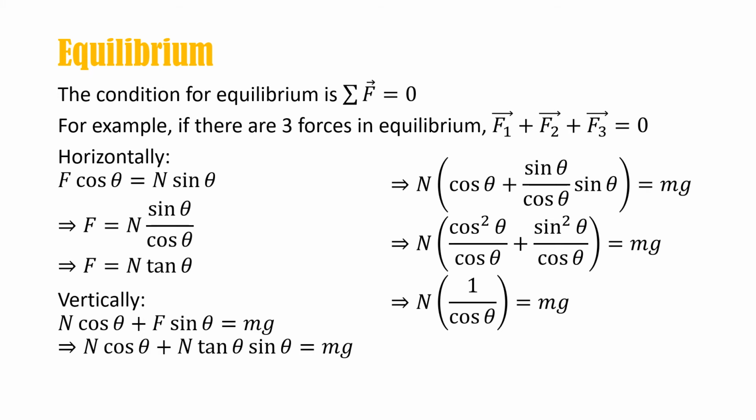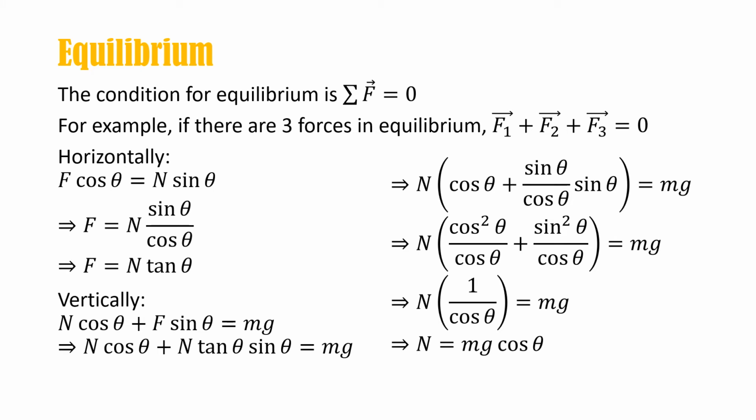So what I now want to do is a little bit of rearranging, because our ultimate goal is to get that cos theta on the other side. We're going to multiply them together. Now we've got what N is equal to. N is equal to mg cos of theta.